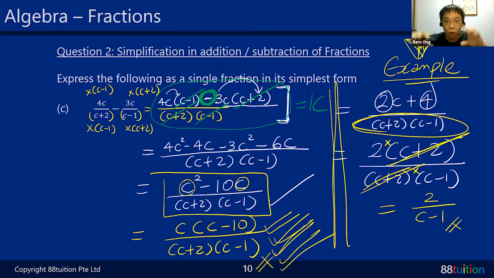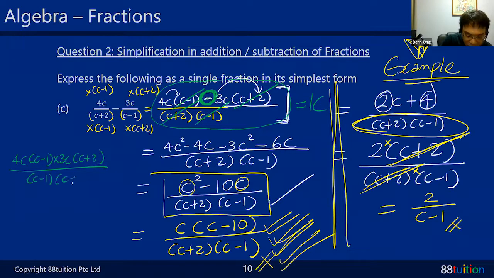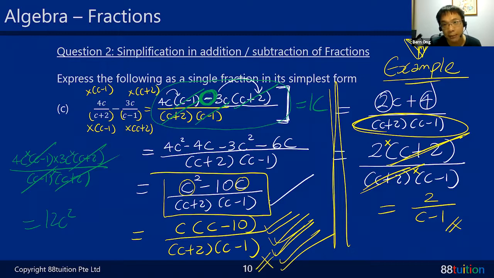Cannot. You have to look at the whole thing. Everything must be separated by multiplication. If the question is like that, 4C, C minus 1 times 3C, C plus 2 over C minus 1, C plus 2, I agree with you. How come? Everything is multiplication. You win. I can cancel. No problem. I will cancel with you. Answer will be 12C squared. I totally agree. But is it a multiplication or a minus?